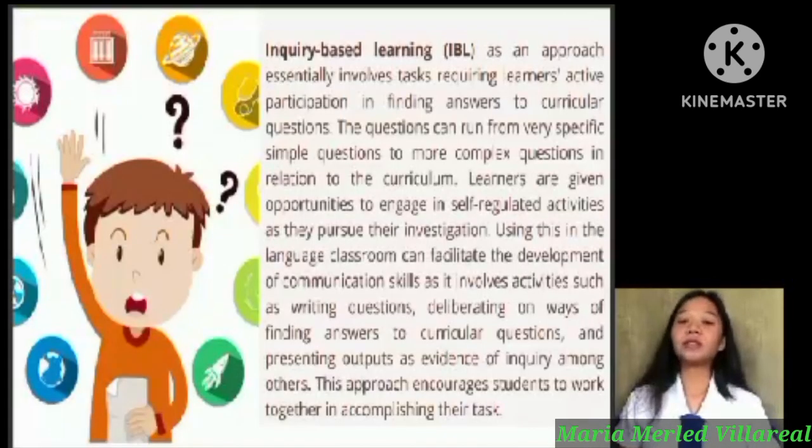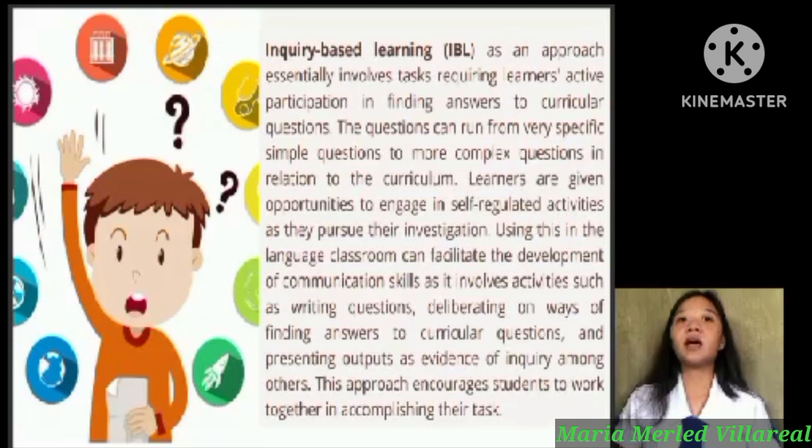So, inquiry-based learning, or IBL, as an approach essentially involves tasks requiring learners' active participation in finding answers to curricular questions. The questions can run from very specific, simple questions to more complex questions in relation to the curriculum. Learners are given opportunities to engage in self-regulated activities as they pursue their investigation.